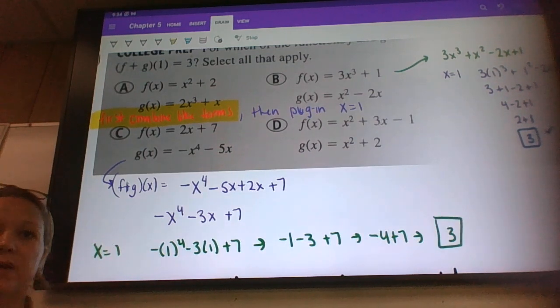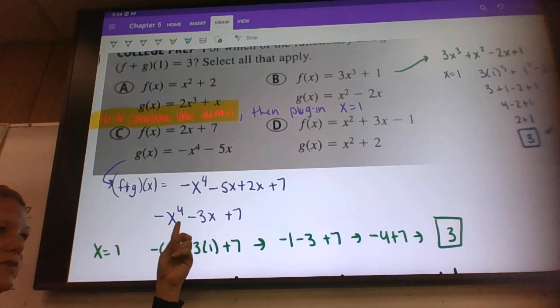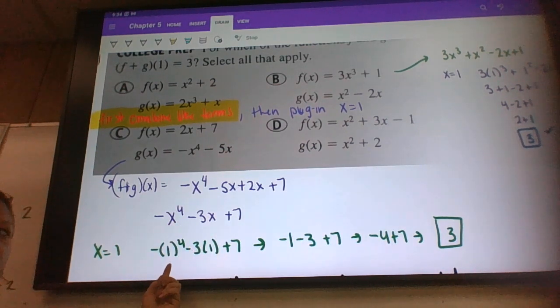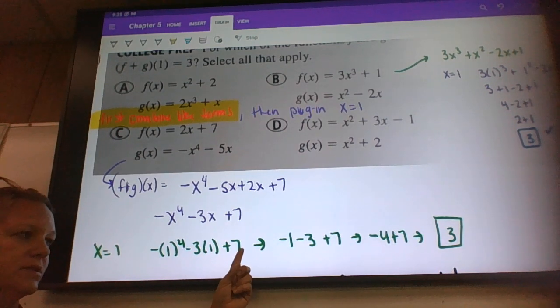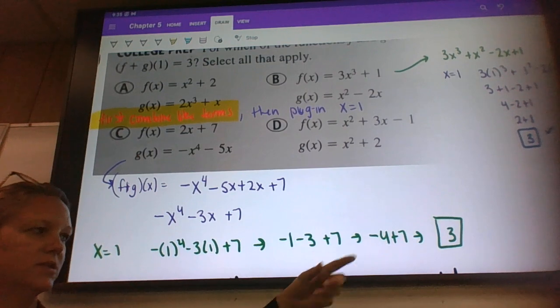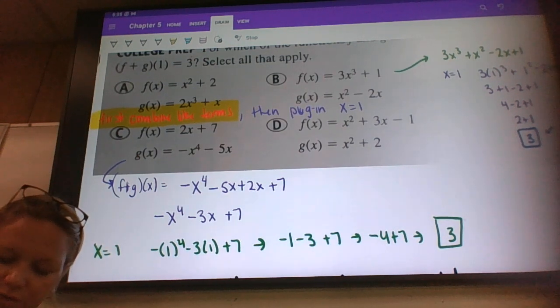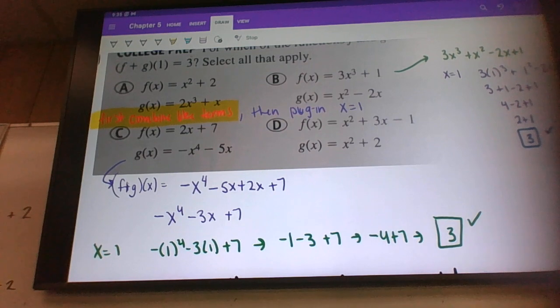Alright, when I plug 1 into the sum of f and g for letter C, I have to really know my order of operations to execute this correctly. This is 1 to the 4th, the negative stays outside, making it negative 1. Minus 3 plus 7. Negative 4 plus 7 is 3. So C also works. So far, B and C are answers for this question. Let's try letter D. What if D is the right answer?